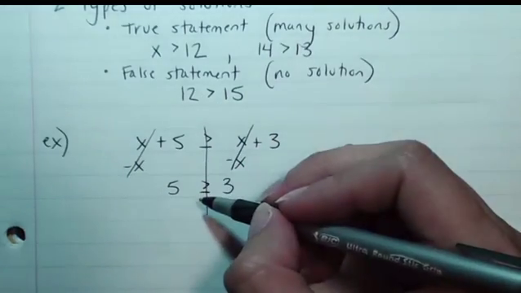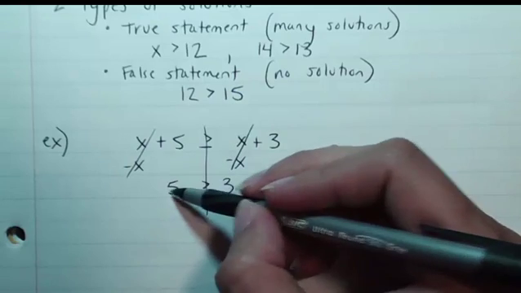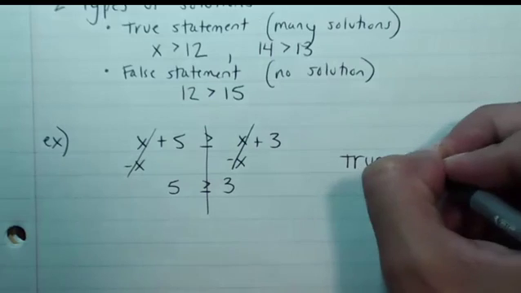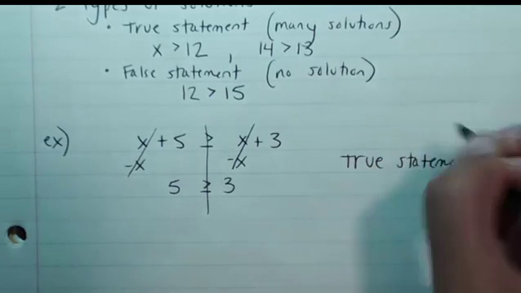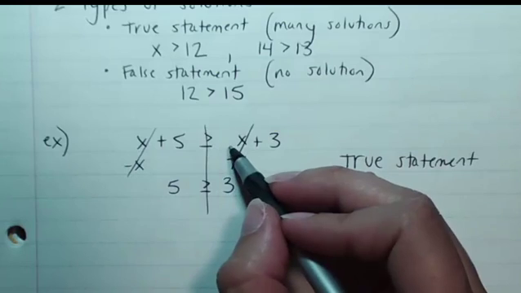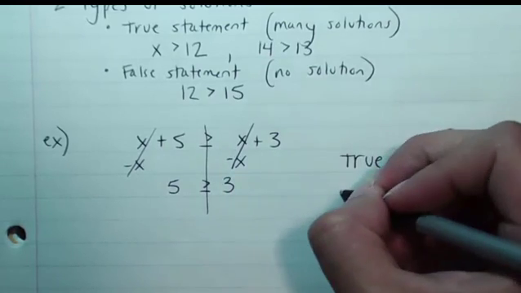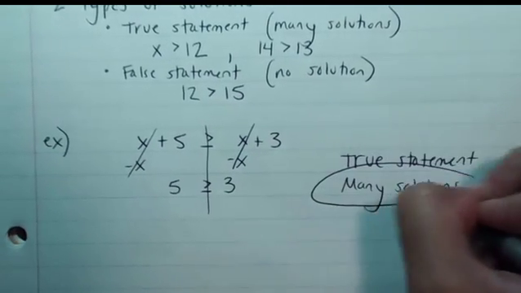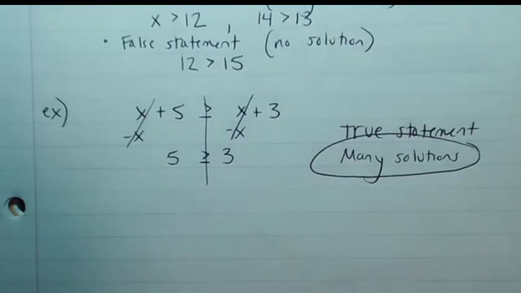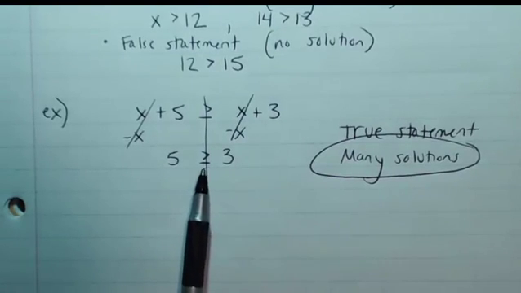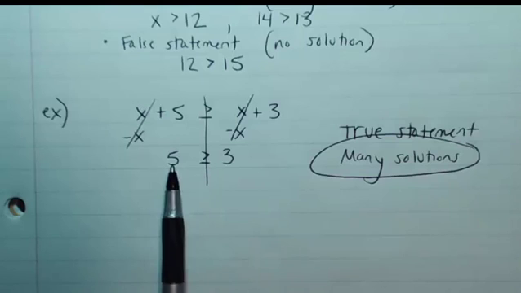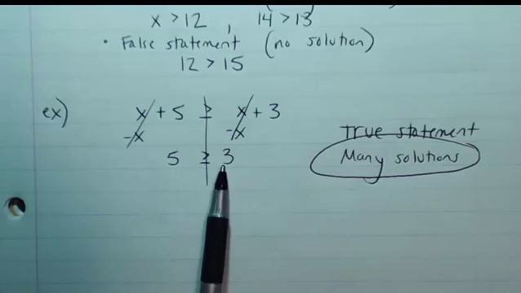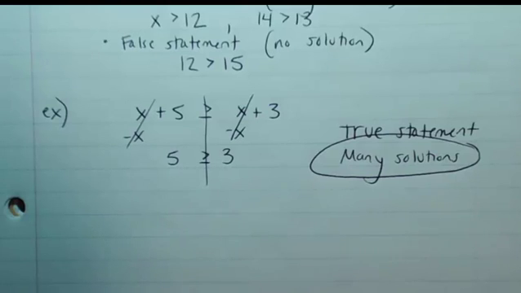Now I'm done there. But is this a true or false statement? 5 is greater than or equal to 3. This is a true statement, which means that I can plug in any number for x, and it will still give me a true statement. So in this case, it would be many solutions. There's many solutions I could plug in to make that a true statement. Now, just because it has this equal to bar, it still makes it a true statement, because 5 is greater than or equal to 3. It's greater than 3, so that's why it would be a true statement.